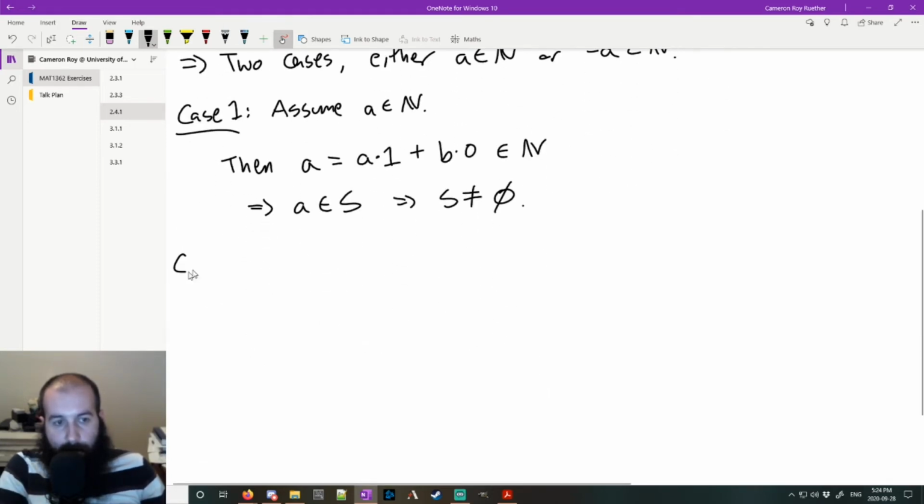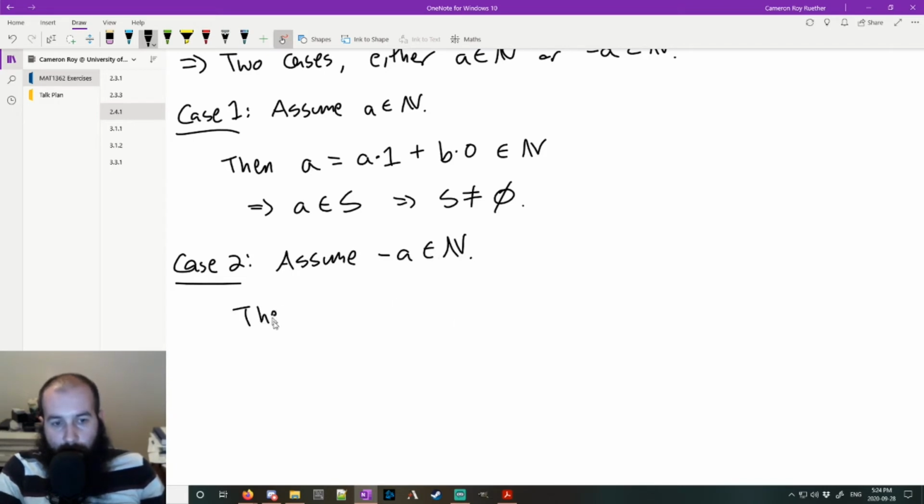Case 2, assume that the additive inverse of a is natural. Then we can write that the additive inverse of a is a times negative 1 plus b times 0. A times negative 1 is the additive inverse of a by propositions in previous chapters. And adding b times 0 doesn't change anything.